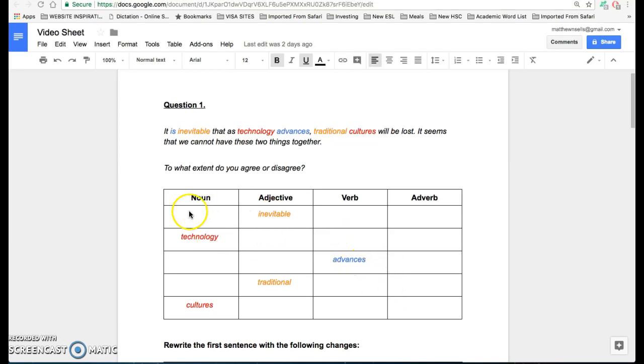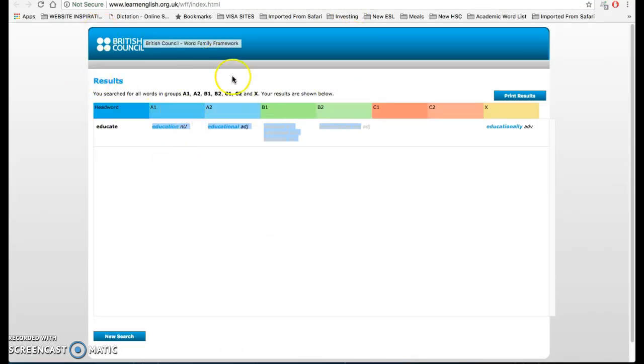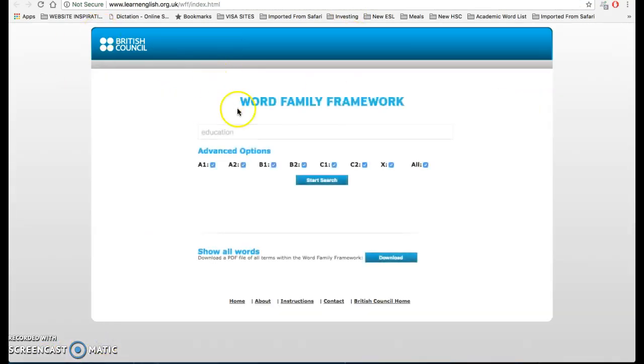Your job is to fill out the rest of the table with the different words in that same word family, and also to find out if they actually exist, because not every word has a word belonging to each family, to each part of speech. Sometimes there's only one, sometimes there's 4, sometimes there's 2. That's your job to find out. So let's take our first word, inevitable. We're going to go over to our trusty word family framework we still had there, and we're going to type in inevitable.